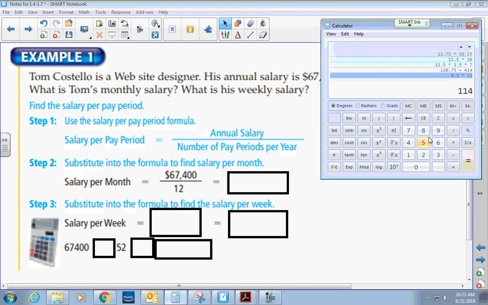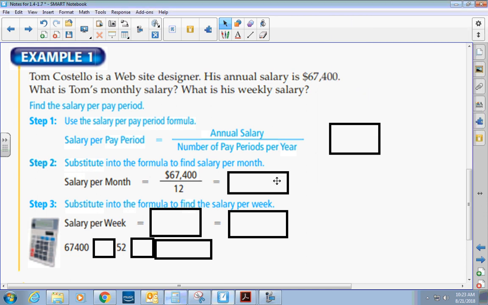That's an easy calculation. Please double check that your calculator is functioning correctly. 67,400 divided by 12. And we get $5,616.67. Please pay people correctly. Remember, if we're going to round, we round to the nearest penny.